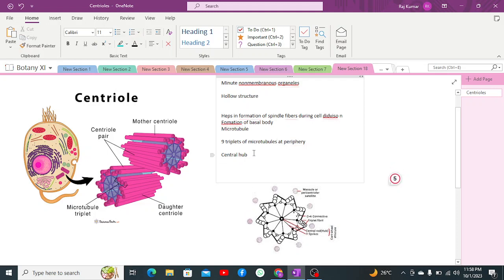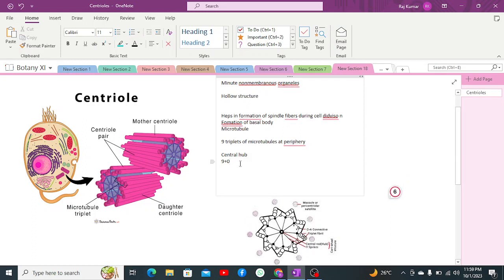This type of arrangement, in which there are 9 triplets of microtubules at the periphery and a protein central hub in between, is known as a 9 plus 0 arrangement. 9 represents the 9 triplets of microtubules on the periphery, and 0 represents the central area, since no microtubule is present in the center. Collectively there are 27 microtubules.